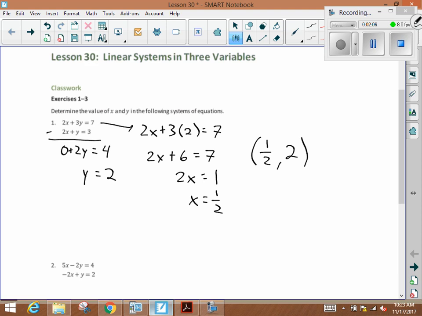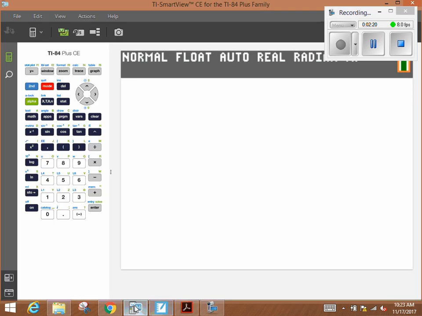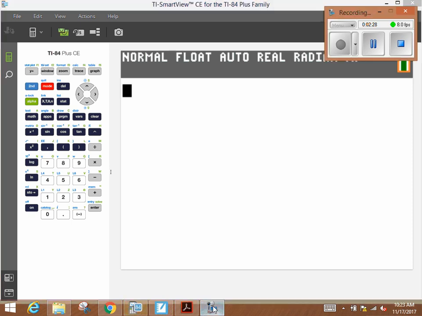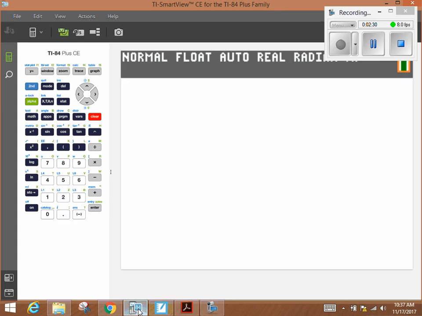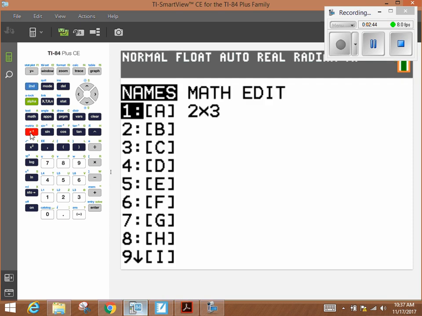Well, it turns out that you can do the same thing using your handy-dandy calculator. So let's go ahead and do that. All right, so we can solve this in our calculator by using our matrix function. So that's going to be second x inverse. You can see it right here, second matrix.